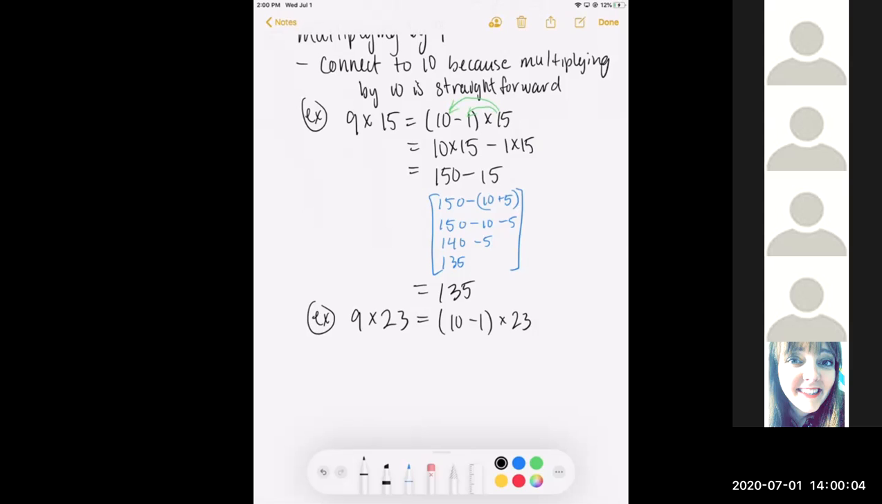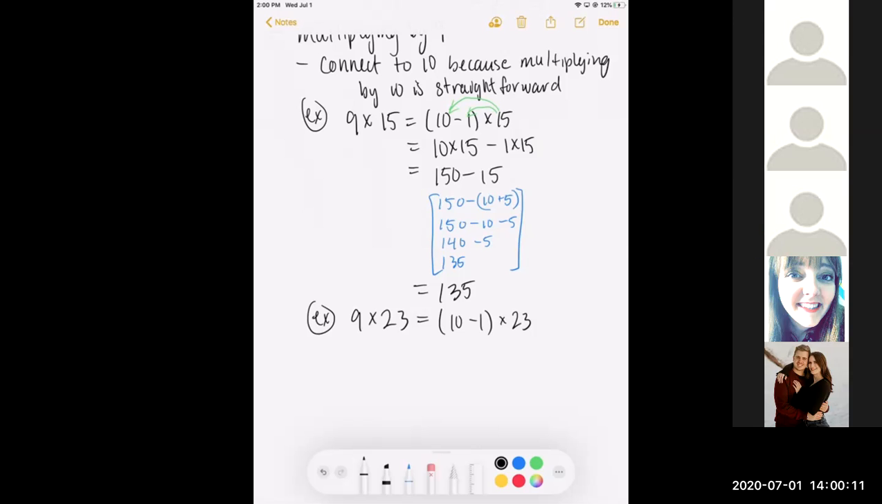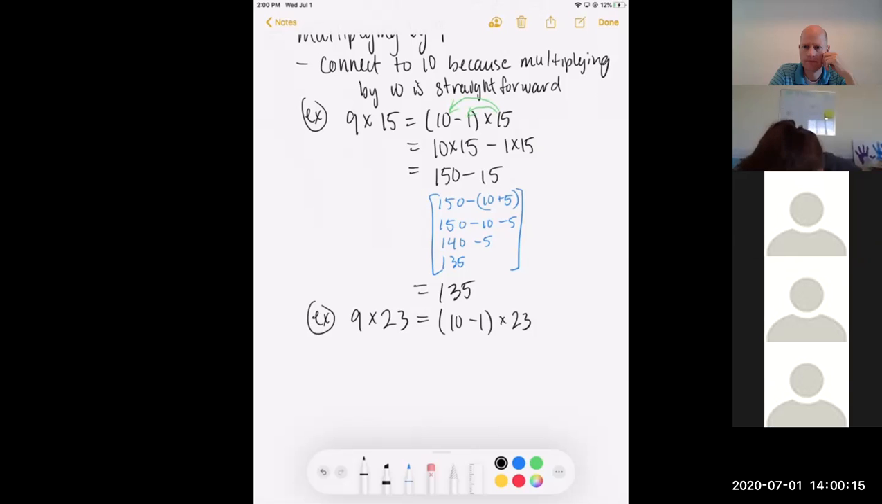Okay, so I'll go. I did 10 minus 1 in parentheses times 23. And then I did 23 times 10 minus 23. Good. So we're distributing, right? So then it's 230 minus 23, which is 217.